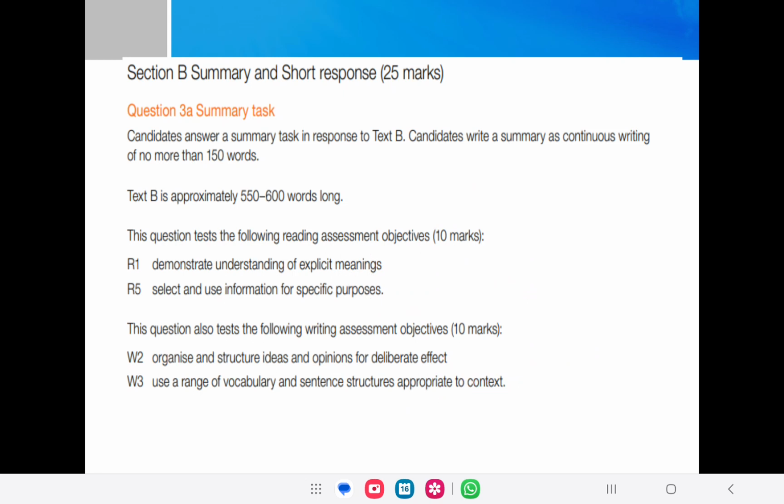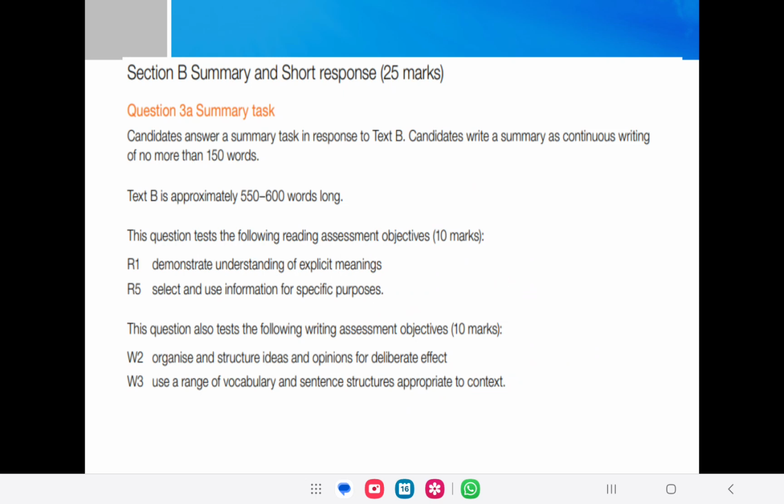So what are the reading objectives? Demonstrate understanding of explicit meanings, and select and use information for specific purposes. So there are 2 objectives related to the summary writing task, reading part: you have to show understanding of explicit ideas, and you have to select and use the information for writing a summary.